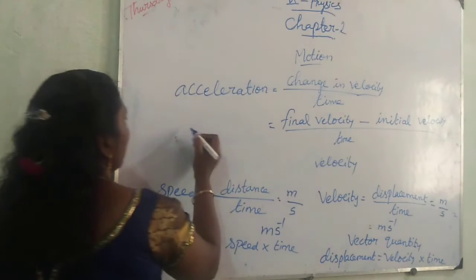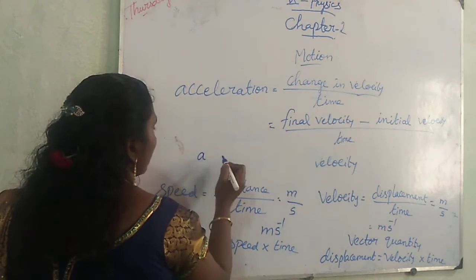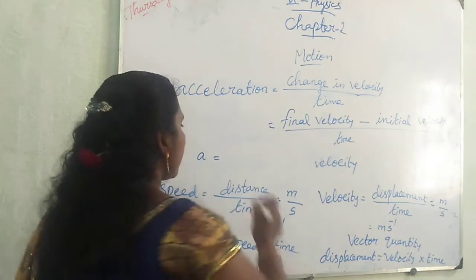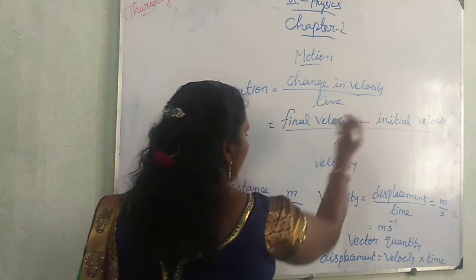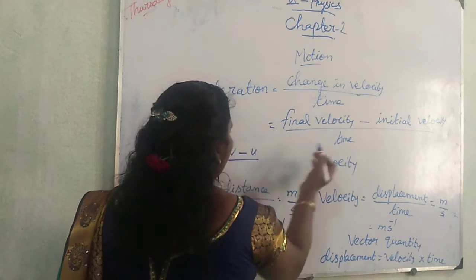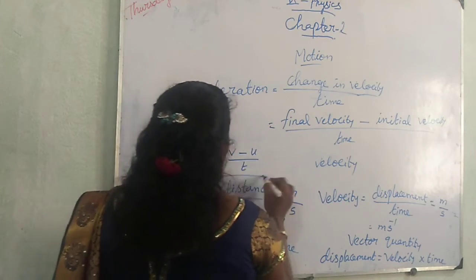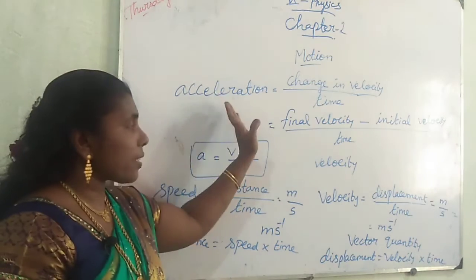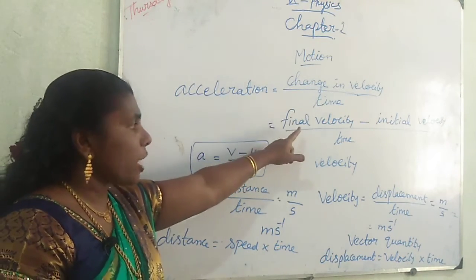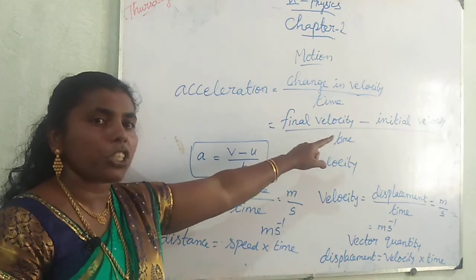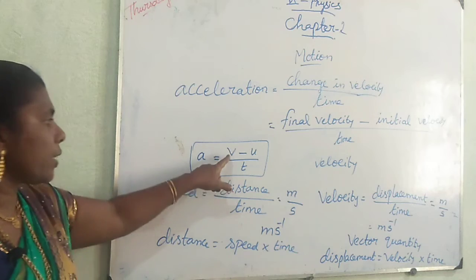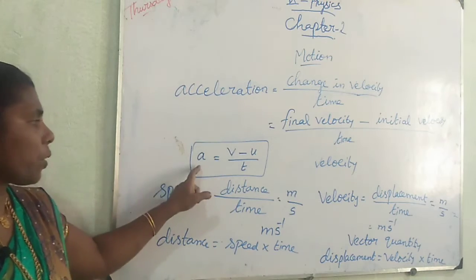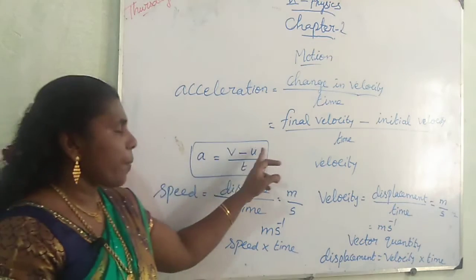Acceleration is denoted by the letter A. Final velocity is denoted by the letter V, minus initial velocity denoted by the letter U, divided by time denoted by the letter T. So this is the formula for acceleration. Change in velocity divided by time; from there, change in velocity is final velocity minus initial velocity divided by time. So A equal to V minus U by T.